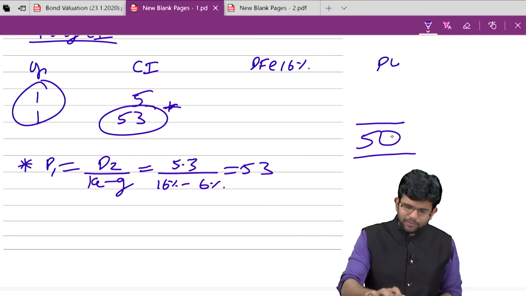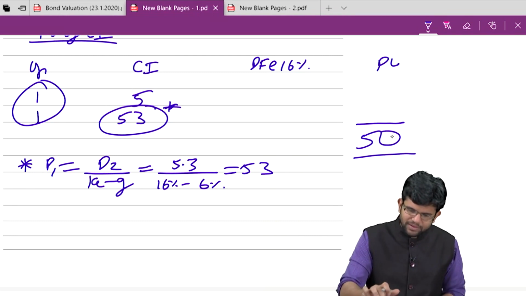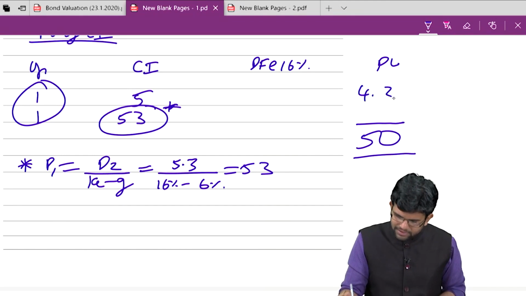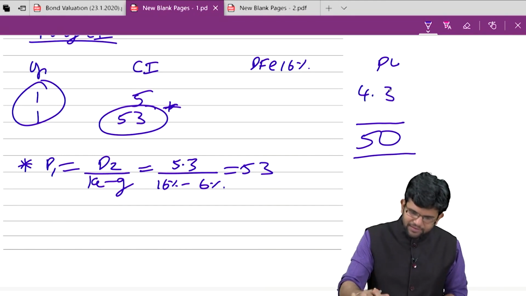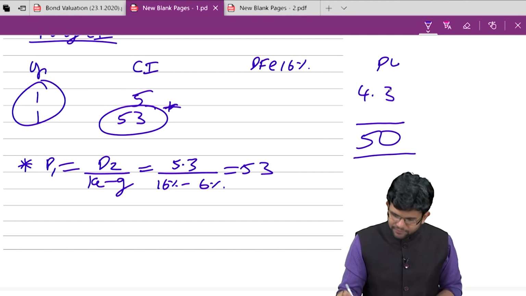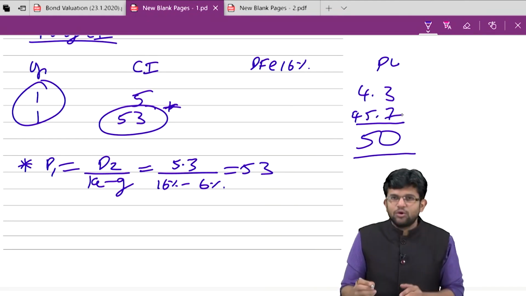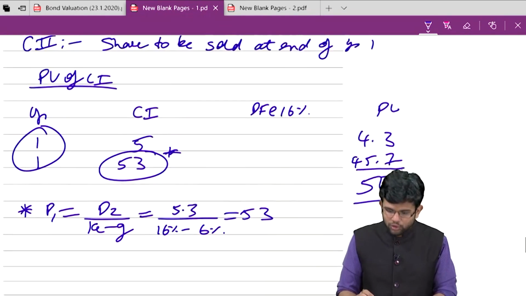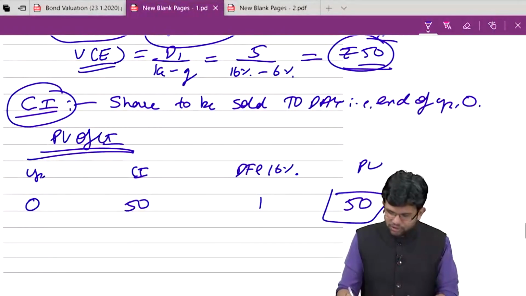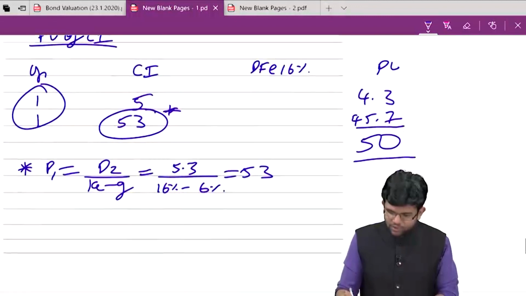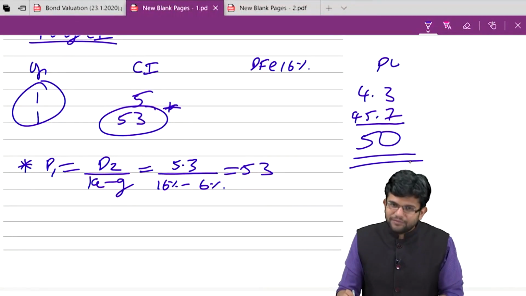If you want the breakup, students, it is 5 divided by 1.16, this is 4.3, and this is 53 divided by 1.16, this is 45.7. Everybody clear with this? Let's now go ahead. Students, one thing you should notice, in case 1 also the PV was 50. In case 2 also the PV is 50.